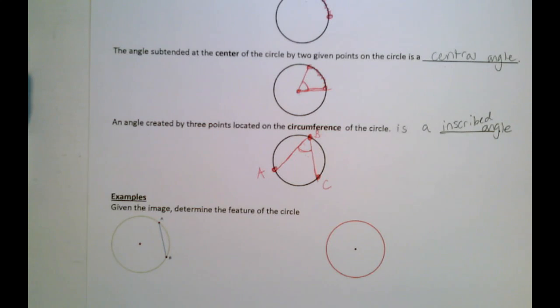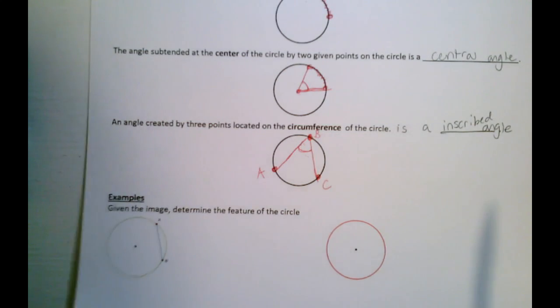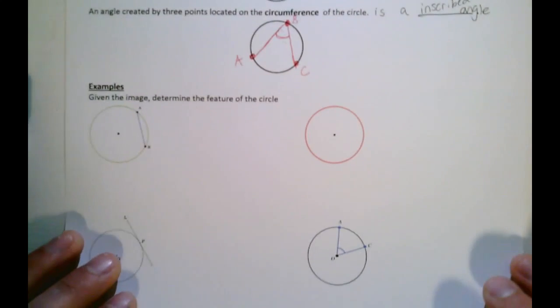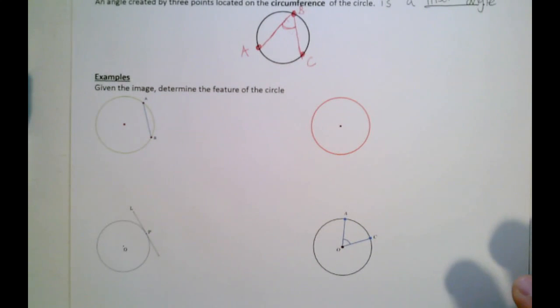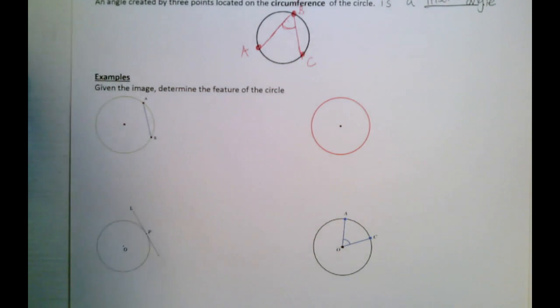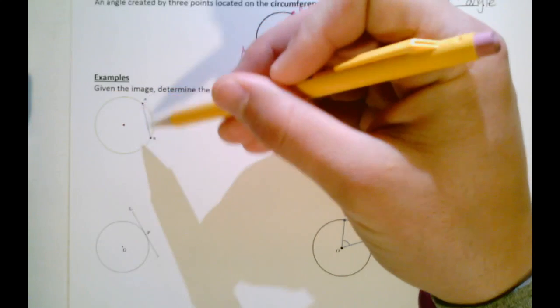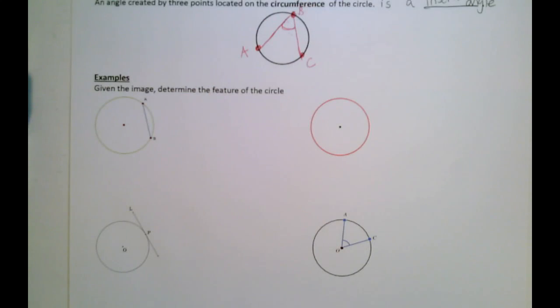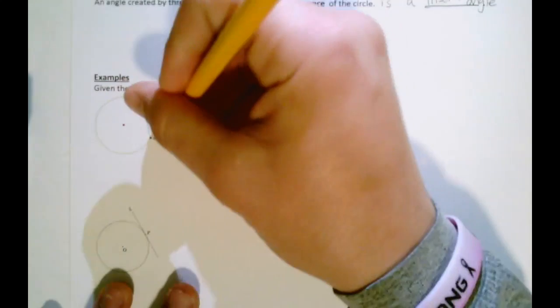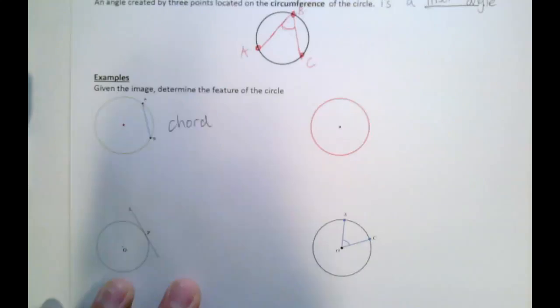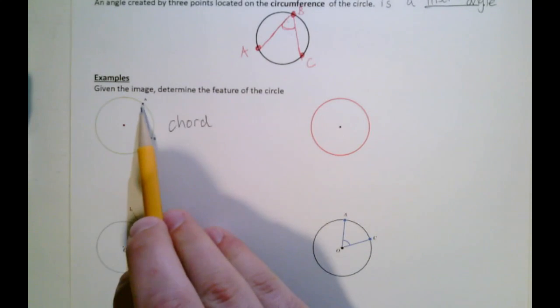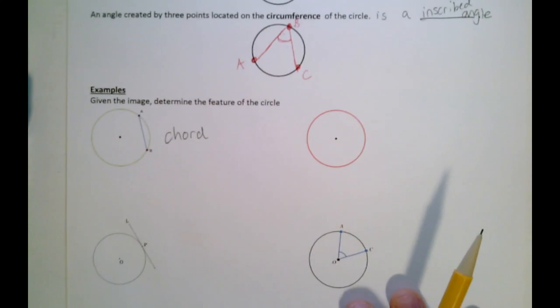So let's look at 4 examples. These are examples that you're going to see on your weekly assignment. All you're going to do is have to look at the image and determine what feature of the circle it is. So for this one, it looks like I have the center, but a line that doesn't touch the center. It's on 2 endpoints that doesn't run through the center. So this is a chord because, again, it's a line that doesn't touch through the center.